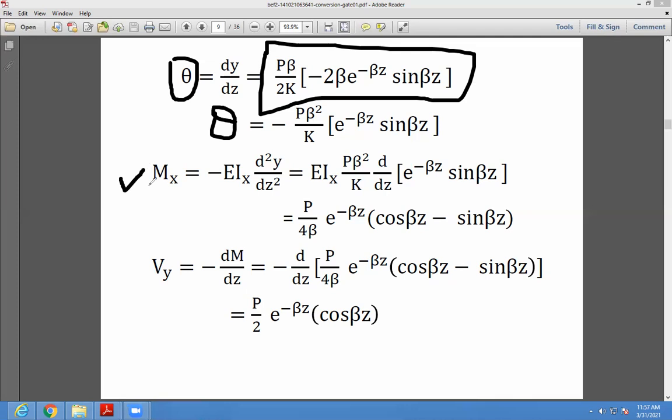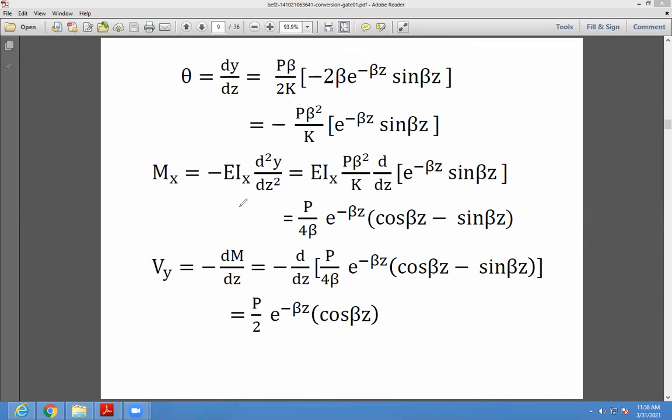Now we have to find out the equation of moment and the shear force. So Mx equation is known to you from the bending theory. Mx is equal to minus EI d2y by dz square. As we know the value of y, that is deflection, in terms of load and k, putting the value of y and taking the derivative two times, we get the moment equation Mx is equal to P by 4 beta e raised to minus beta z into cos beta z minus sin beta z, right?